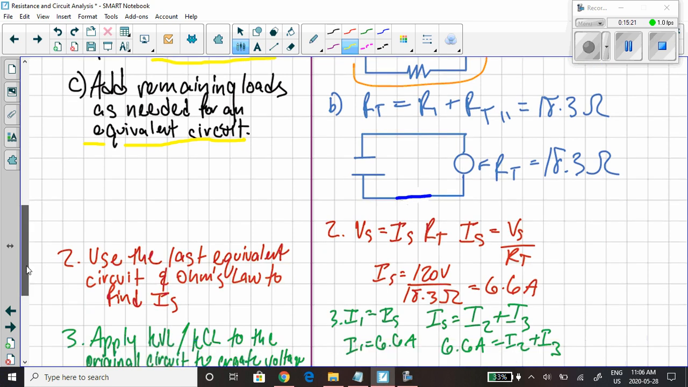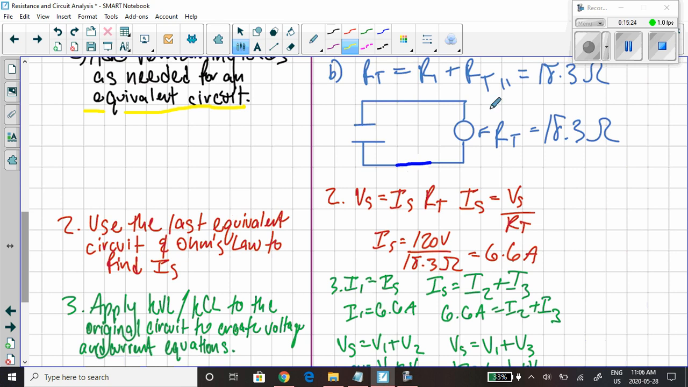Step number 2, use the last equivalent circuit. So here's our last equivalent circuit. And Ohm's law to find the current that goes through the source, IS. So this is what we write. We're going to use Ohm's law. Voltage at the source is equal to the current at the source times the total resistance. I'm going to rearrange this. And it's going to be current through the source is equal to voltage at the source divided by total resistance. So it's 120 volts divided by 18.3 ohms gives me 6.6 amps.